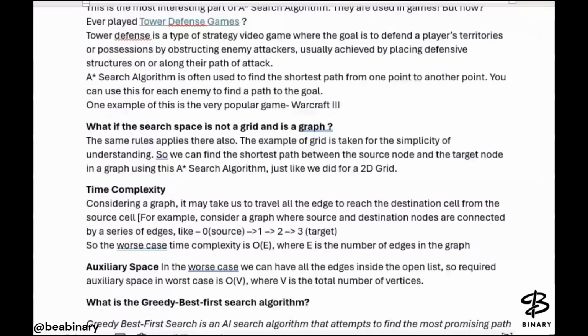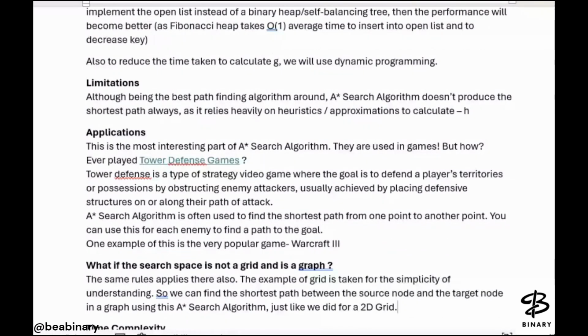So what are the limitations? Although it is considered the best path finding algorithm, because it is a combination of BFS and DFS, the A* search algorithm doesn't always produce the shortest path, as it relies heavily on the heuristic, or approximate value, which calculates the edge cost here. So it will not always give you the shortest path.